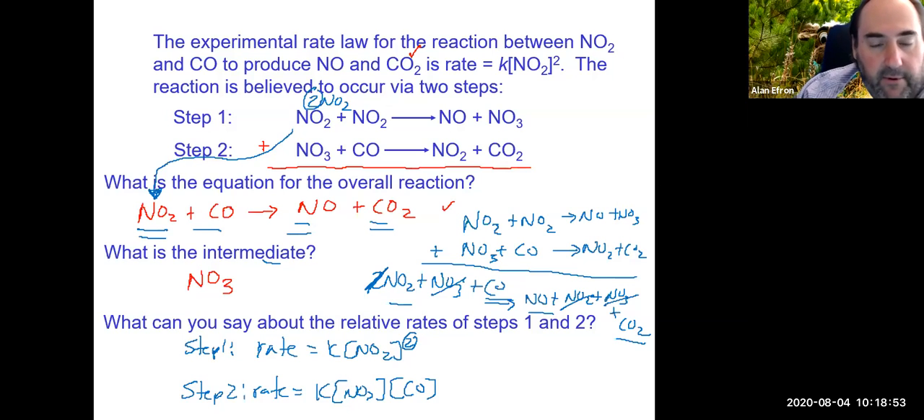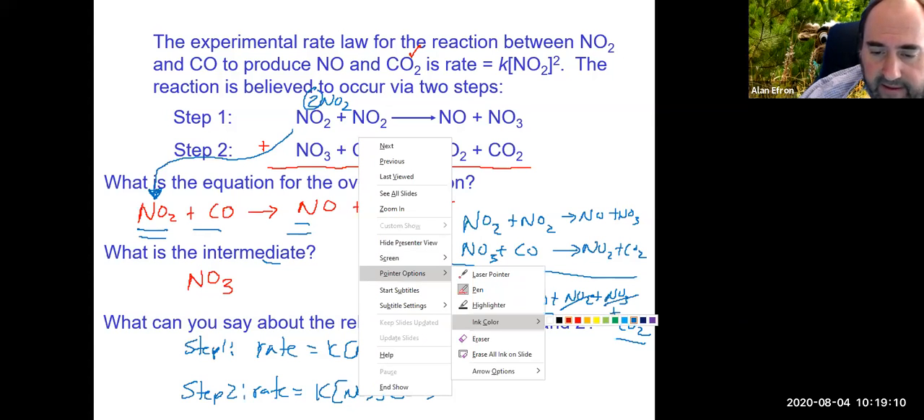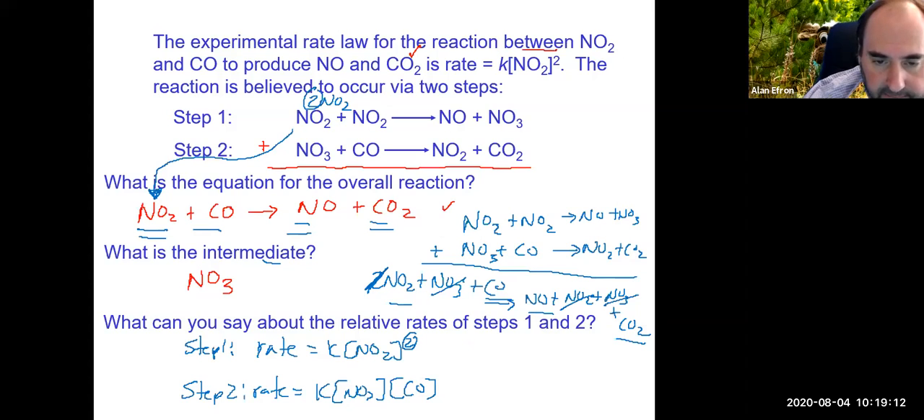Now, if you remember, in order for a mechanism to be good, the rate determining step should have the same rate law as the one that was found experimentally. So in this particular problem, what they told us was that experimentally, the rate law was found to be this right here.